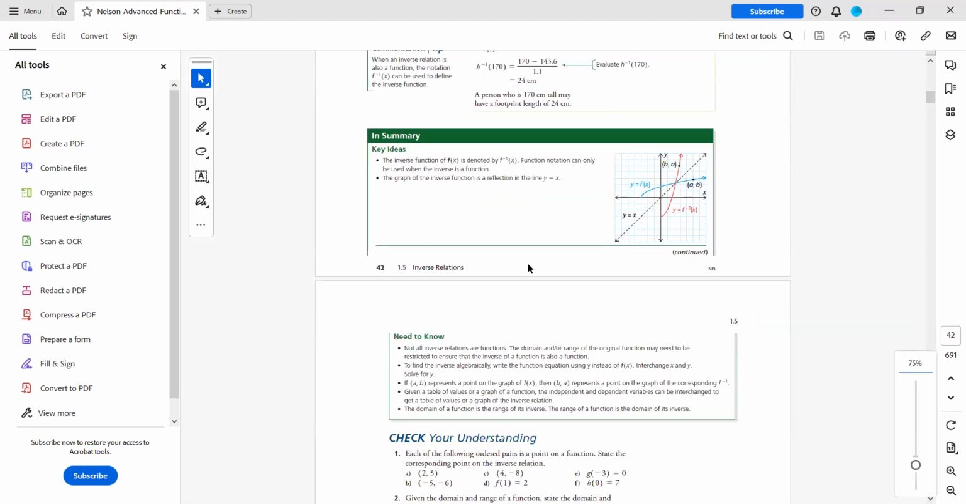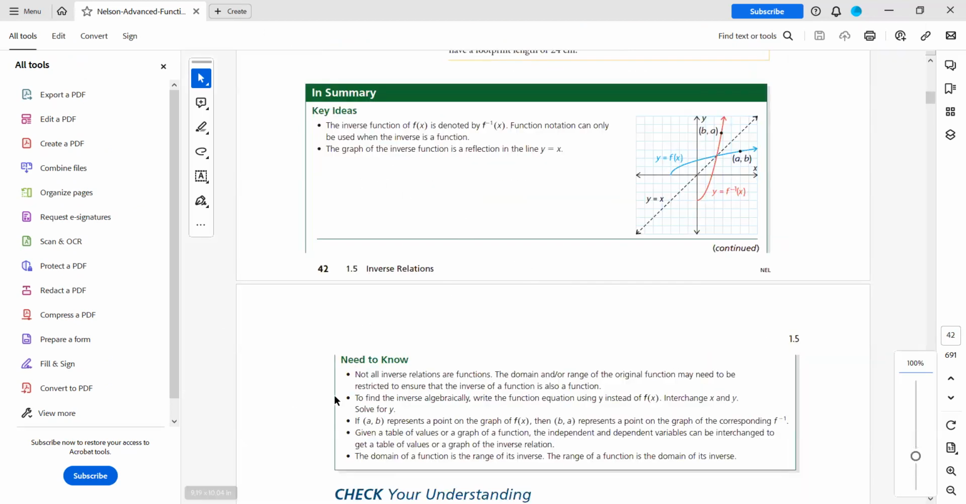Great. Please make a screenshot of this summary. It may be useful. Not all inverse relations are functions. The domain and or range of the original function may need to be restricted to ensure that the inverse of a function is also a function. To find the inverse algebraically, write the function equation using y instead of f of x. Interchange x and y, solve for y. If a, b represents a point on the graph of f of x, and b, a represents the point on the graph of the corresponding inverse function.